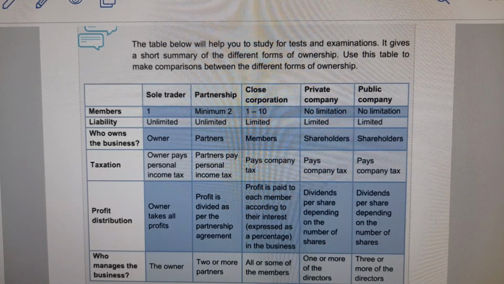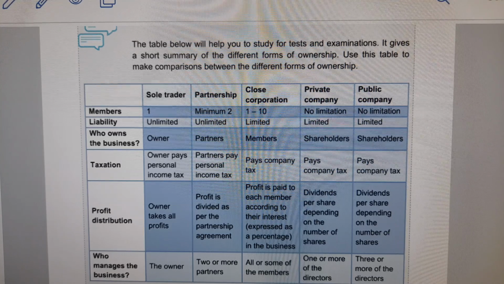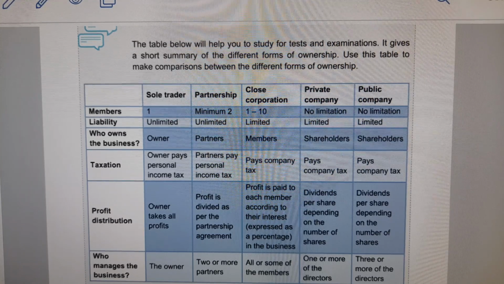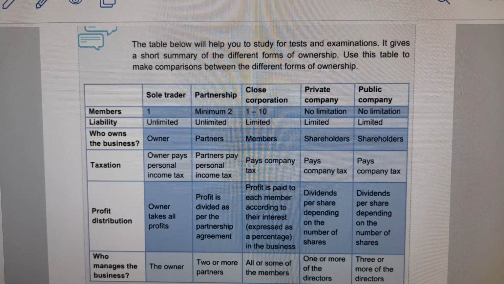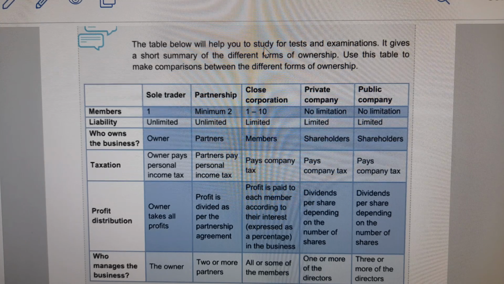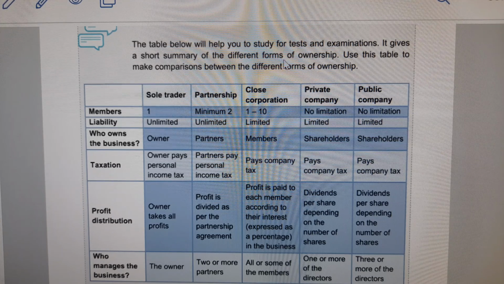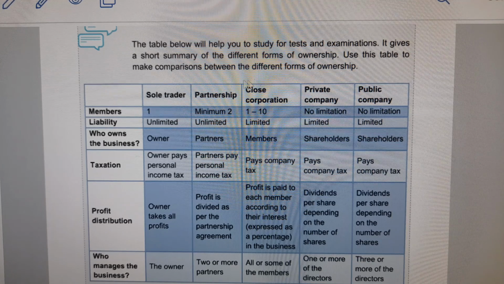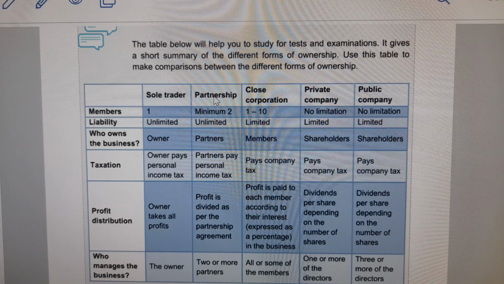Okay, before you go and do that, there's a table for tips on page 125. They say the table below will help you to study for test and examination. It gives a short summary of the different forms of ownership. Use this table to make comparison between the different forms of ownership. Okay, so we have a sole trader, we have partnership, we have close corporation, we have a private company, and we have a public company.